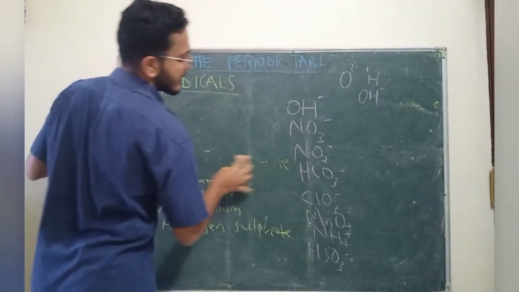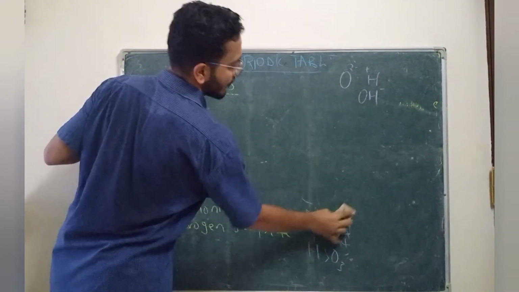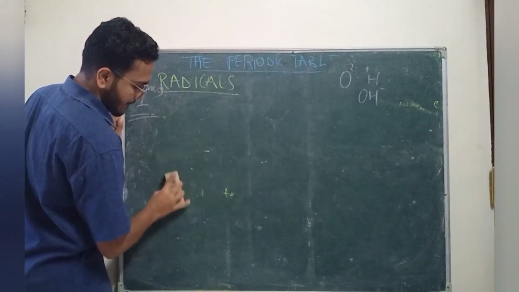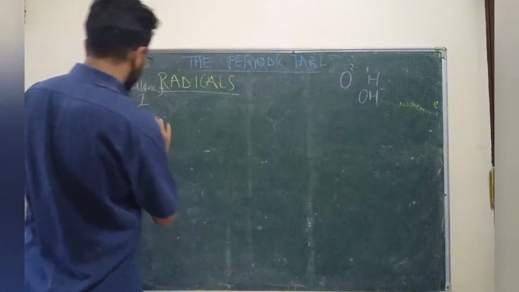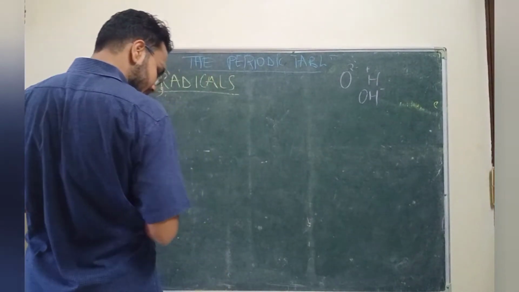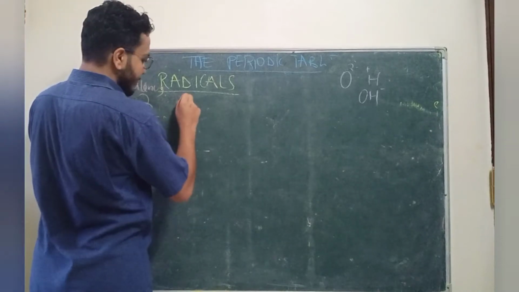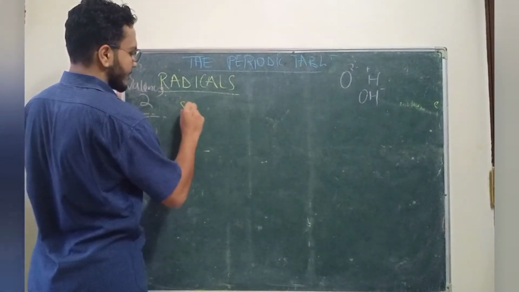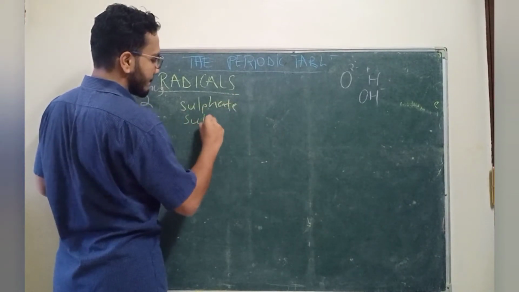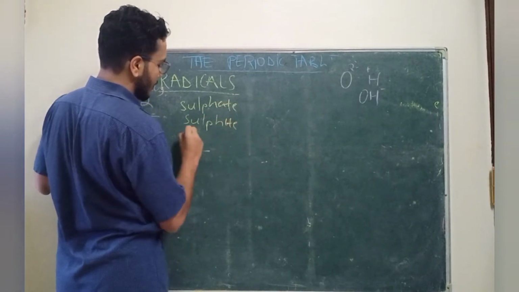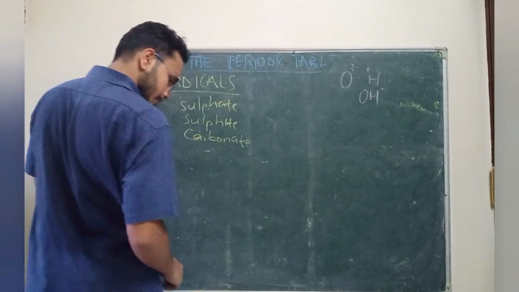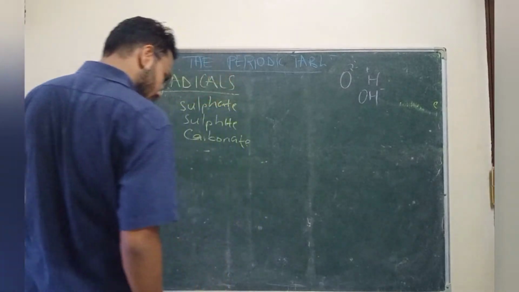Now these radicals directly react with the elements to form a different compound altogether. So this is valency 2 now. We have sulfate, sulfide, carbonate. We have sulfate, this is the most popular, sulfite, carbonate. We have dichromate and hydrogen phosphate.